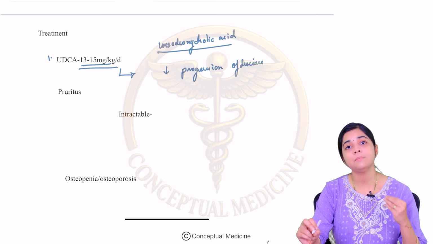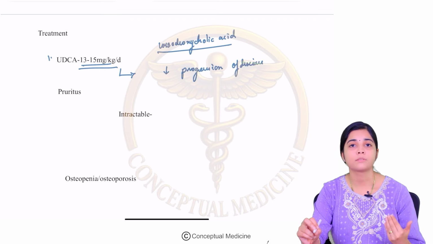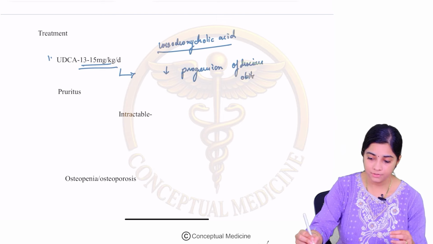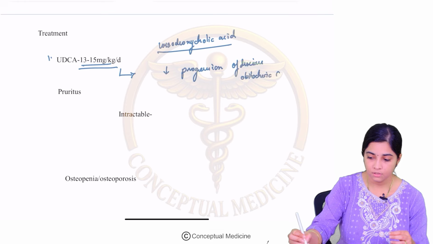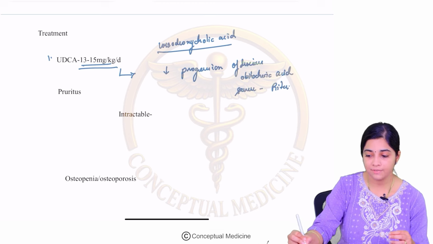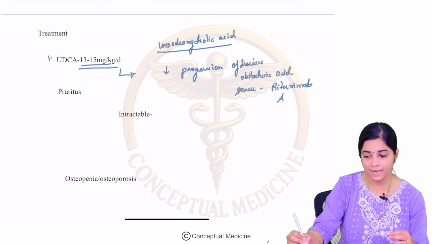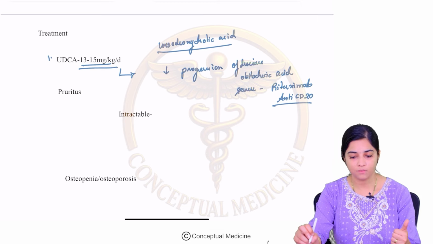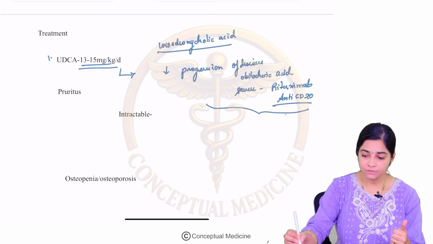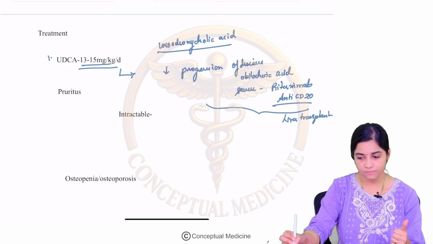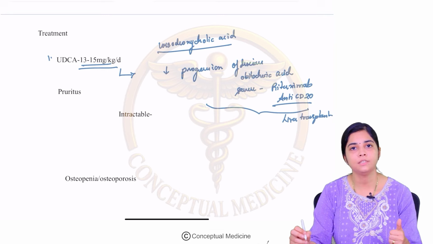Okay, so there can be many patients who are not responsive to UDCA. So the second line treatment includes treatment with obeticholic acid. Okay, and in very severe cases, there have been trials where they have used rituximab, which is your anti-CD20 antibody, which has been tried, but this is your last resort management. Okay, and if there is no improvement to any of this, then finally you have to do a liver transplant.